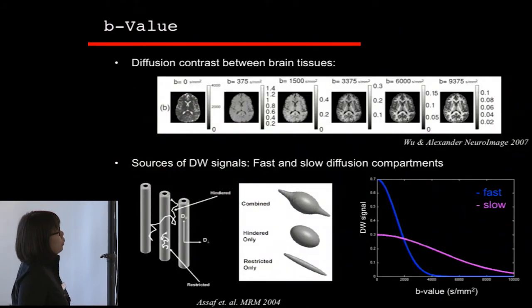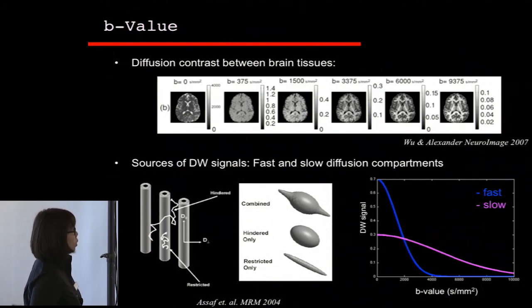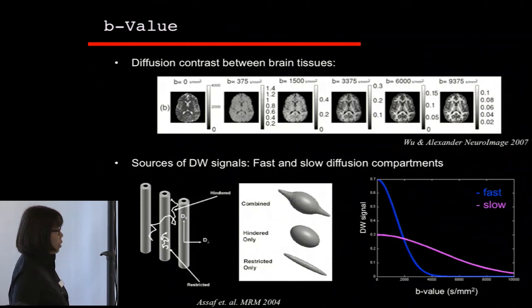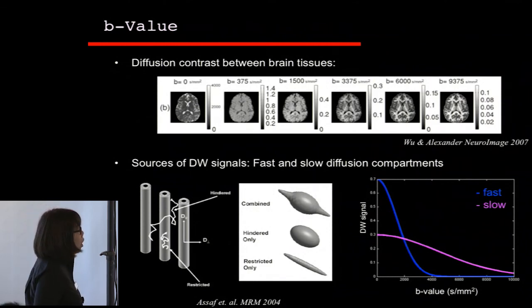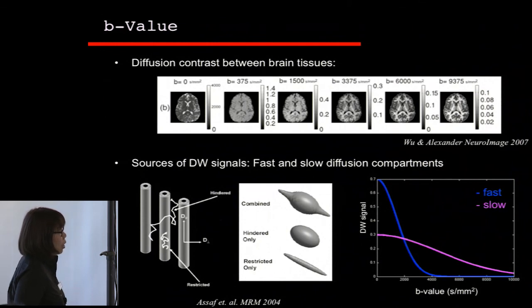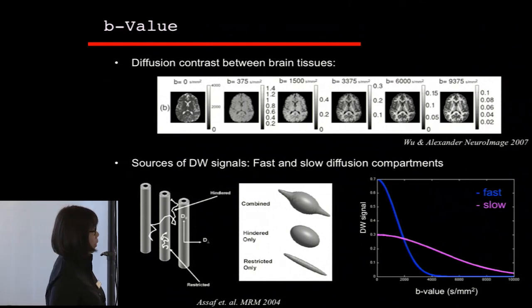So why is B value important? Because it affects the diffusion contrast between brain tissues, between different voxels. In these figures, you can see the contrast between gray matter and white matter goes higher at a higher B value. And it also determines where the diffusion signal comes from. It is hypothesized that the faster diffusion compartment has hindered water from the extracellular space, and the slow diffusion compartment has restricted water from the intracellular space. And the diffusion signal that we measure is a combination of fast and slow compartments.